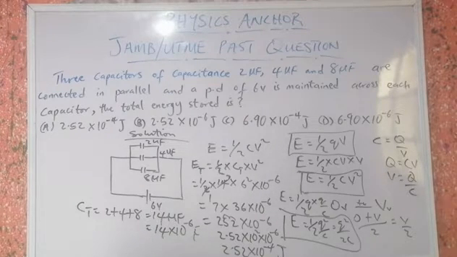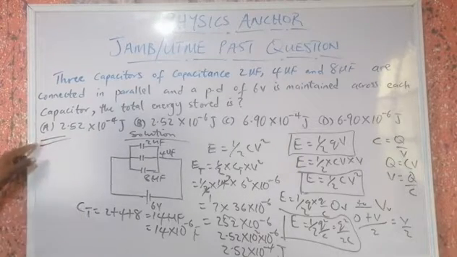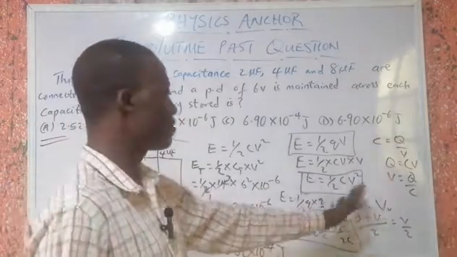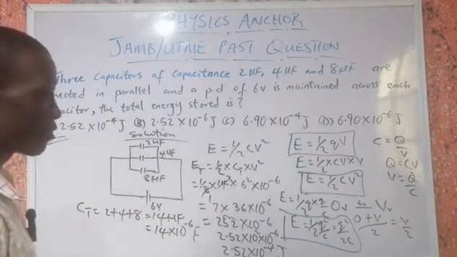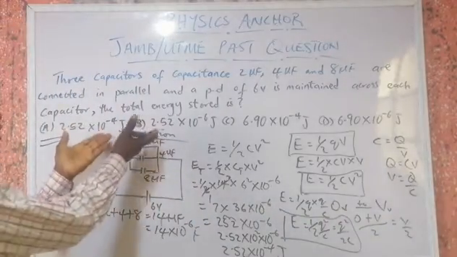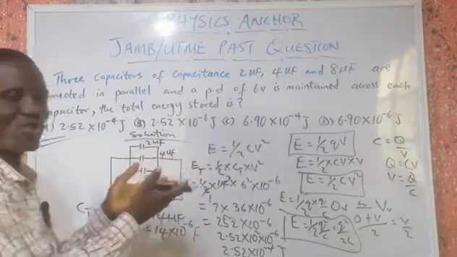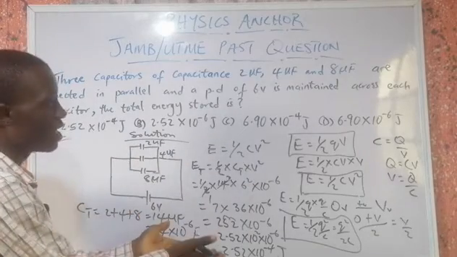So let's check the options. A will be the correct option: 2.52 times 10 raised to power minus 4 joules. So it's very important for you to actually understand the background. You have to have this background analysis. And another careful thing you have to do is to be checking your options. I've actually explained this in some videos. The smart way when you are writing JAMB is to check your option first before you work. Because I was actually working.